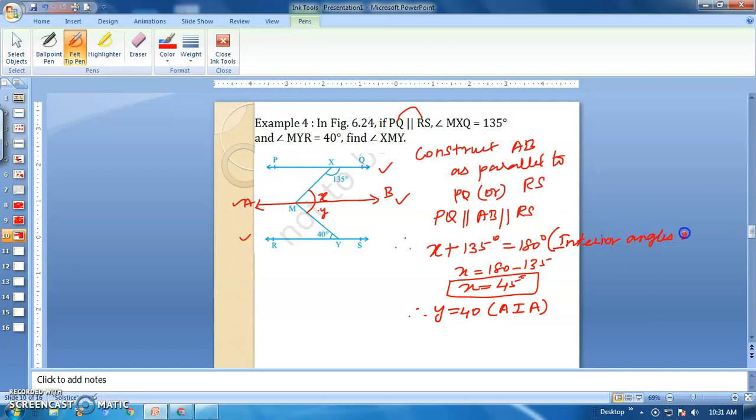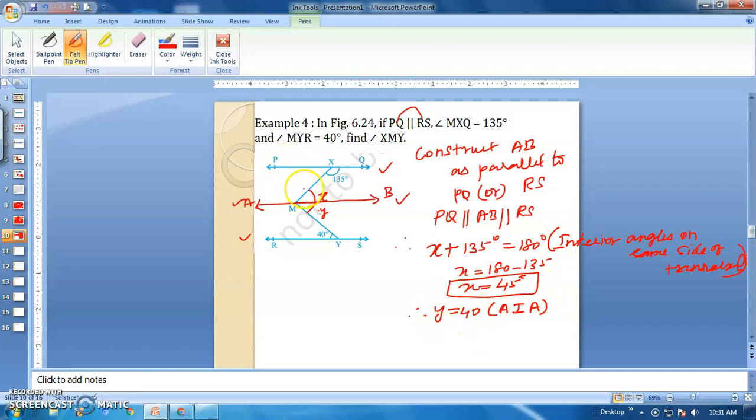This one is interior angles on the same side of the transversal. Same side of the transversal. For that reason only, the sum of these angles is 180 degrees. Now y equal to 40.